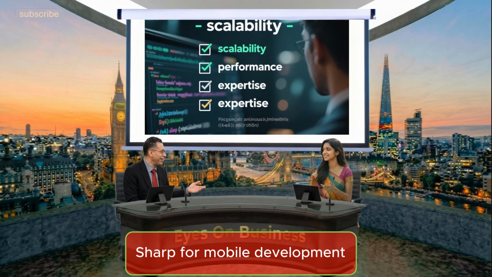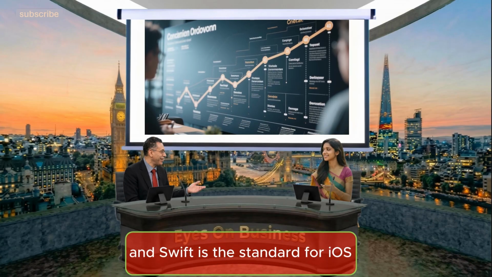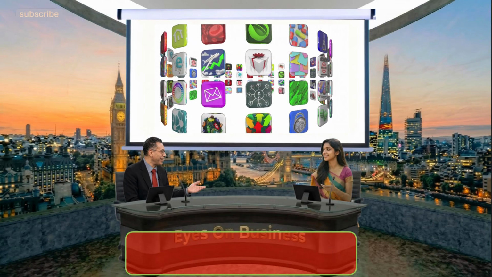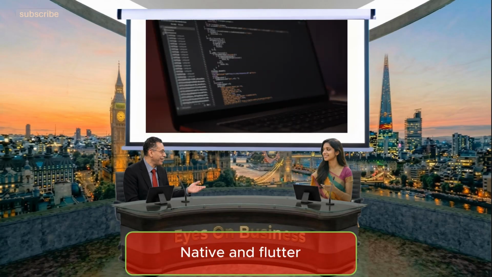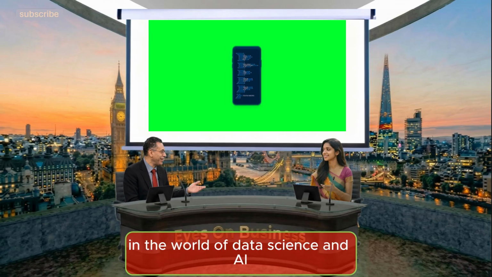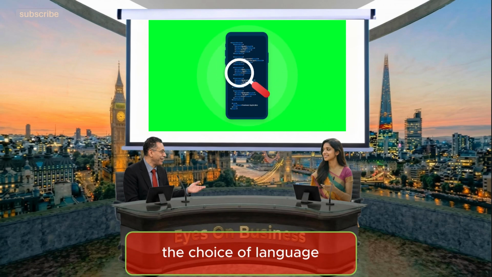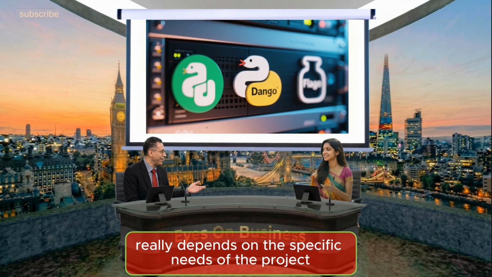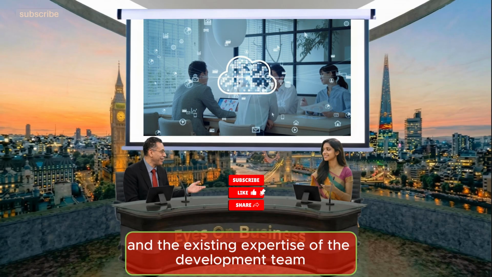For mobile development, Kotlin is the preferred language for Android, and Swift is the standard for iOS. There are also cross-platform frameworks like React Native and Flutter that let you write code once and deploy it on both platforms. In the world of data science and AI, Python is the undisputed leader. The choice of language really depends on the specific needs of the project, scalability, performance, and the existing expertise of the development team.